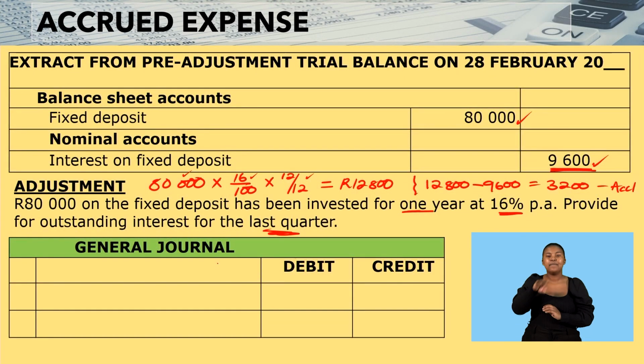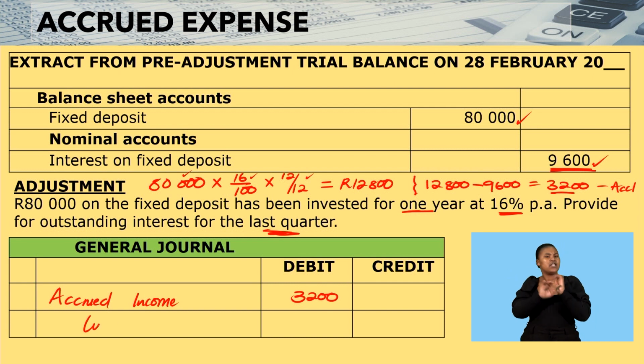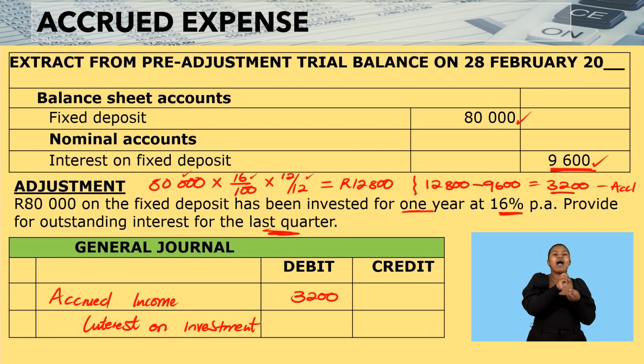Accrued income. When we come to the general journal, you have to remember that we debit accrued income. So I'll come here and I'm debiting my accrued income. And the amount thereof is 3,200, the amount for the last quarter that we have not yet received. And I would then credit interest on investment. Interest on investment, and the interest on investment that is accrued is the 3,200.